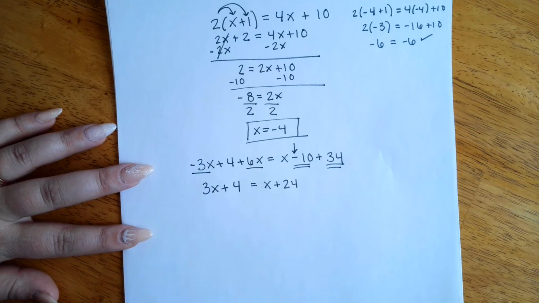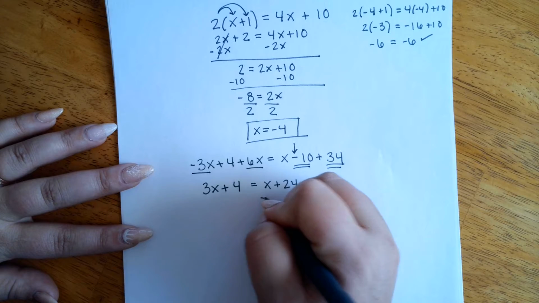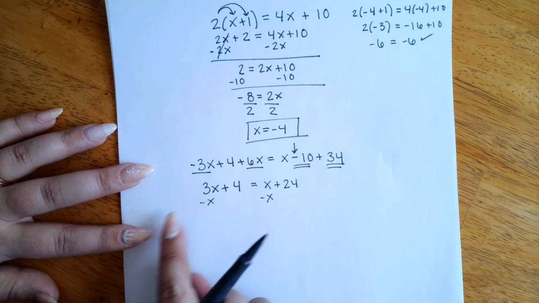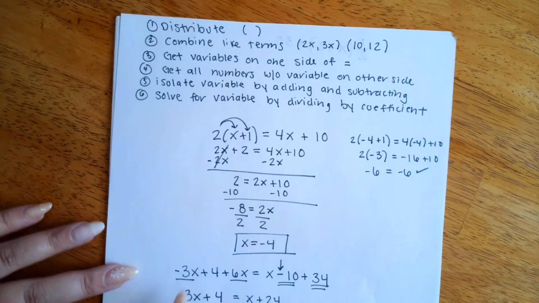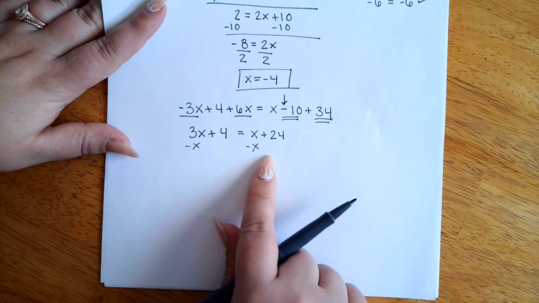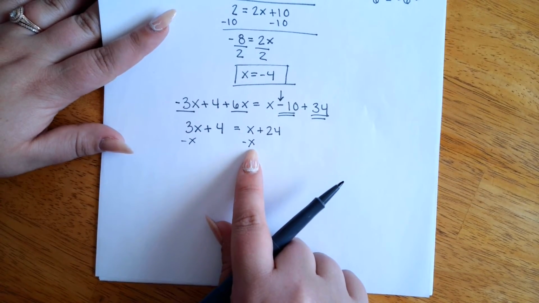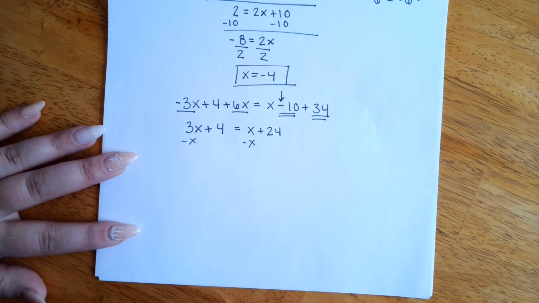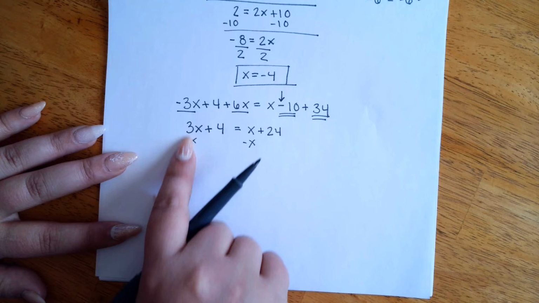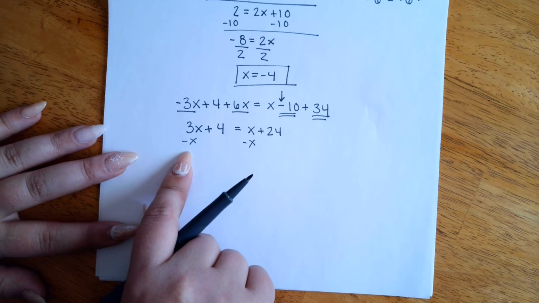Now we got to get all of our variables on one side of our equal sign. I'm going to subtract the x from both sides. Now, you might ask, why last time I subtracted the 2x over here, and this time I subtracted the x from over here? I always subtract the smaller x. So this is 3x, this is 1x, right? So I'm going to be left with a positive 2x.